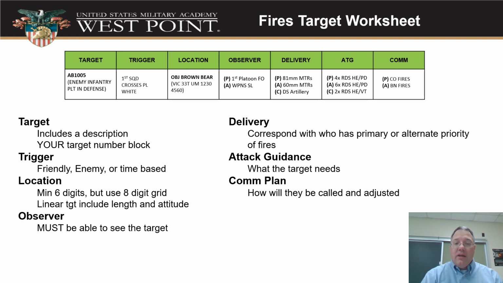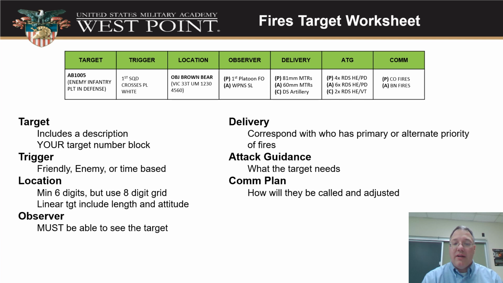All right. You got to have an observer. Who is going to be the observer? And they must be able to see the target to possibly adjust rounds to confirm that they landed in the right spot. So who is it going to be? And during that part of the mission, are they in a location that can see it, not on the other side of a hill that's covered with jungle?